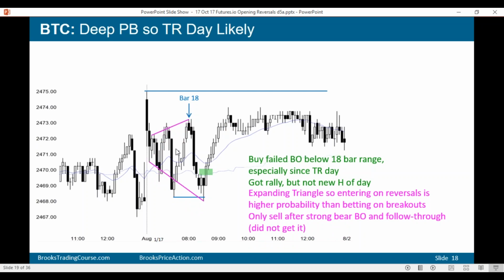If you want, you can call it an expanding triangle. We have higher highs, lower lows in a sideways pattern. And some traders will buy it simply because of the expanding triangle, not paying any attention to the 18 bar range. It's a double bottom near the bottom of yesterday's range and testing yesterday's close.